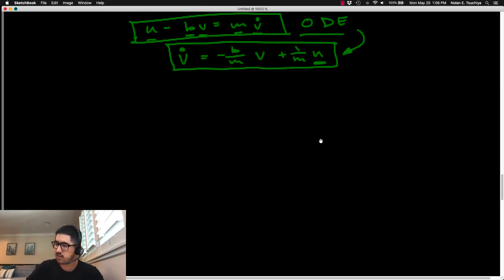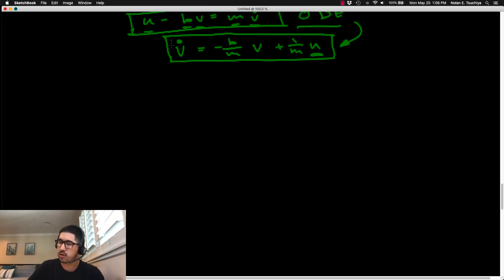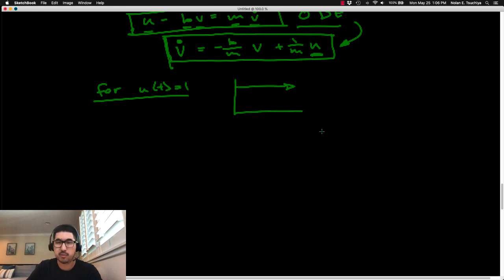Okay, so just to bring this thing full circle, we're now claiming that this differential equation captures all of those vehicle velocity dynamics. Well, let's just test that. Let's test it for one particular input. For u of t equal to 1, which is essentially what we drew up there, right? That's just the constant input. This represents a constant valued input. What does the output look like?